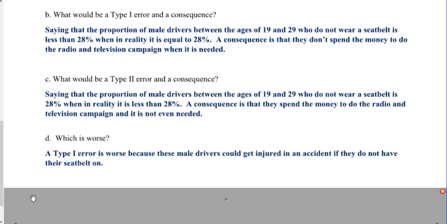Which is worse? The type 1 error is worse in this case because male drivers could get injured in an accident if they do not have their seatbelt on. And that's it.